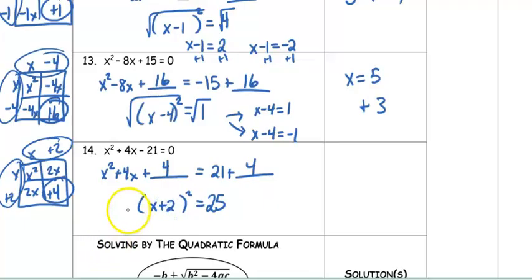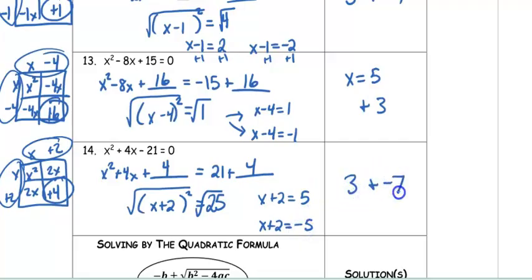squared. All right, you square root both sides. And so you get x plus 2 equals 5, and x plus 2 equals negative 5. And then subtract your 2, and you're going to get 3 and negative 7.